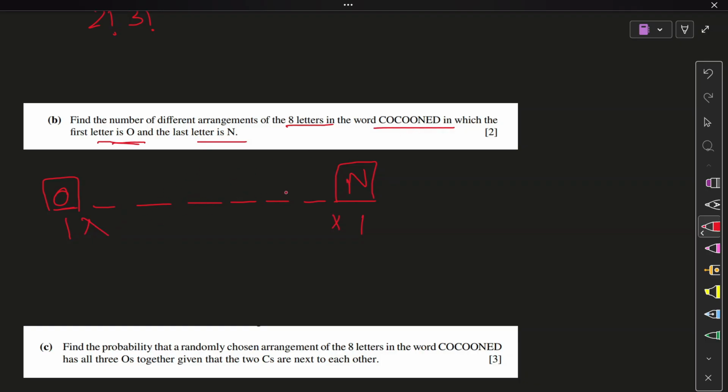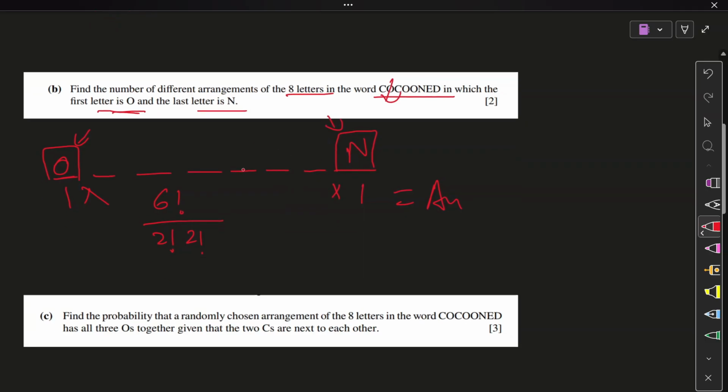So 1, 2, 3, 4, 5, 6: 6 factorial. Any repetitions? 1 O has been used, so 2 O's will still repeat, and 2 C's will still repeat. And that should be it. Easy question. And can someone tell me why I have not used a 2 factorial here to move these around? Because the examiner has fixed it that the O has to occupy the first position and the N has to occupy the last position. So that's a fixed condition.